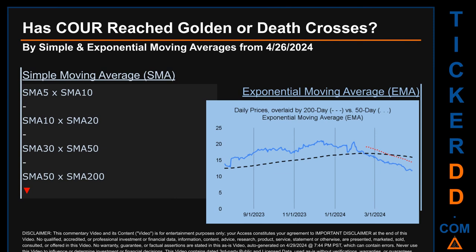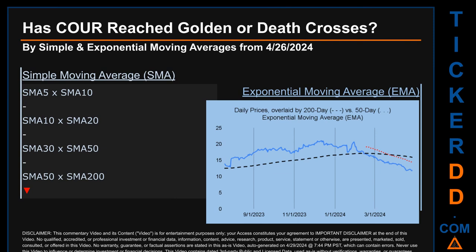Has COUR price reached golden or death crosses? Golden cross and death cross are basic signals that compare average prices across two specified trade day ranges, a short-term versus a long-term range. For example, 5-day versus 10 trade days.